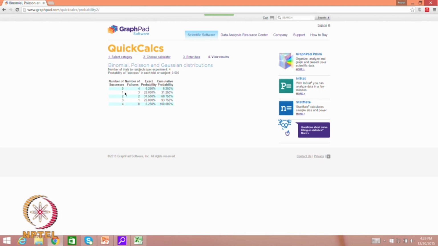Out of 4 times, 1 head has 25% probability. Out of 4 times, 2 heads has 37.5% probability. Out of 4, 3 heads has 25% probability. Out of 4 trials, 4 heads has 6.25%.